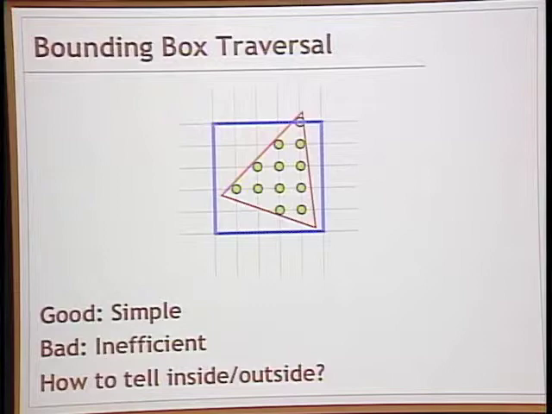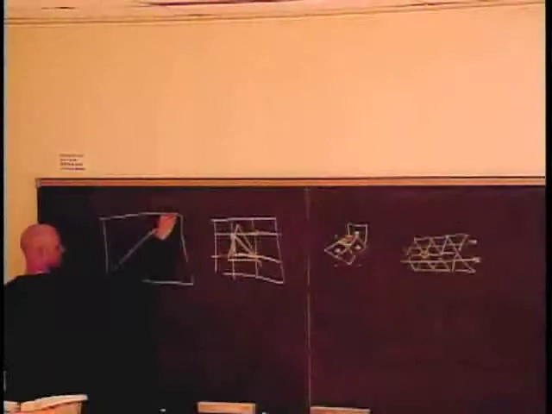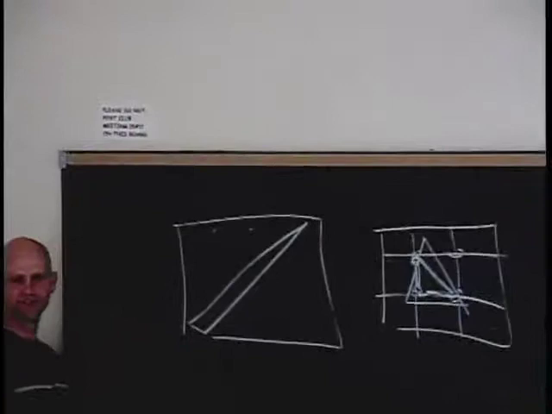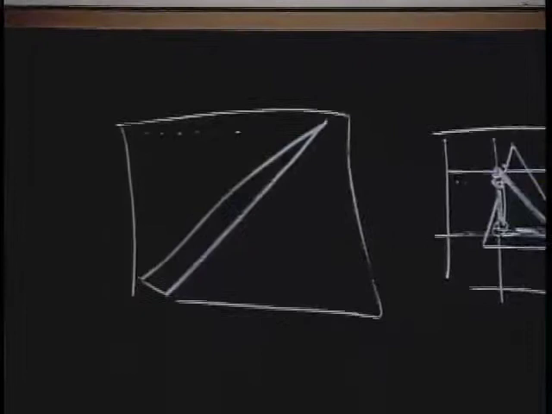Screen. Triangle. Okay, that's kind of bad. You have this little sliver of a triangle, but you have to visit every single pixel that goes in here. Not so good. Okay, so in that sense, this bounding box traversal is very easy to implement. It's not the most efficient thing in the world.